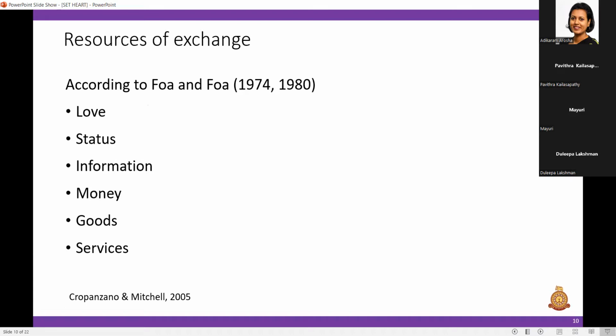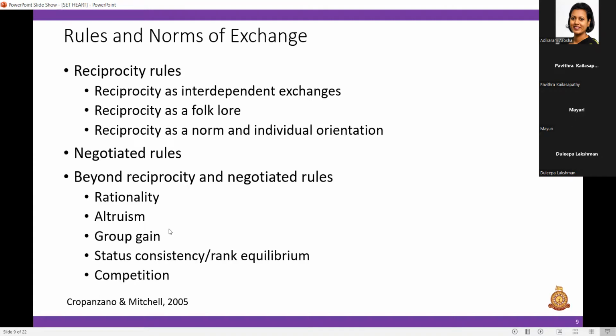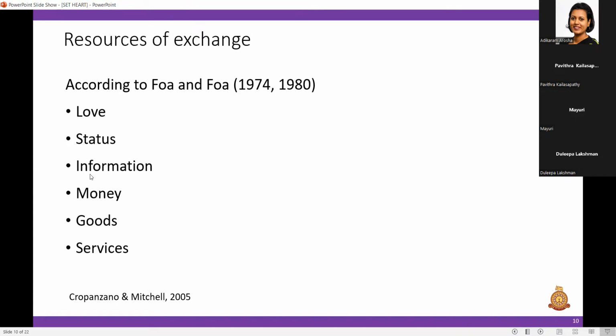As I was saying earlier, these are some of the tangible and intangible resources of exchange. This is by Foa and Foa, who have come up with these six resources that can be considered in social exchange: love, status, information, money too, but not like a financial exchange, rather helping people when they need it, goods and services.